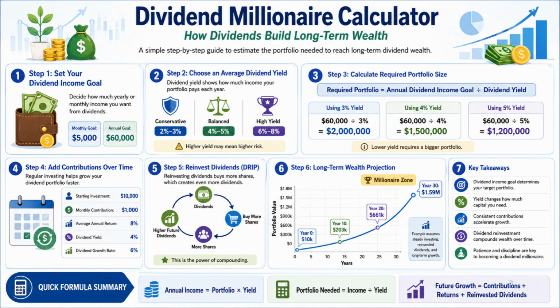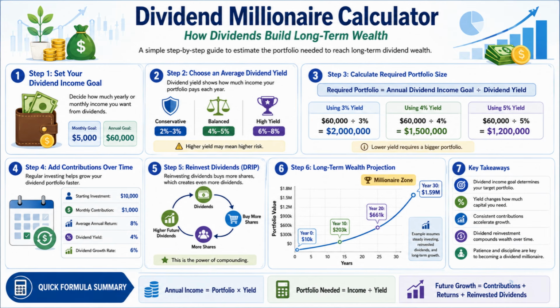After that, you can calculate the required portfolio size. The simple formula is required portfolio equals annual dividend income goal divided by dividend yield. For example, if you want $60,000 per year and your dividend yield is 3%, you may need a portfolio of $2 million. On the other hand, with a 4% yield, you may need $1.5 million, whereas with a 5% yield, you may need $1.2 million.